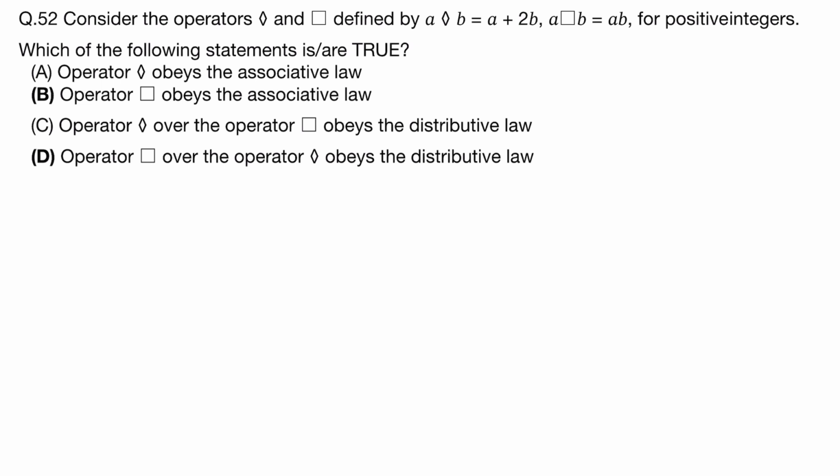Next is question number 52. Consider the operations, defined by: a rhombus b equals a plus 2b, and a square b equals ab, for positive integers. Which of the following statements are true? This one we can check by taking any example. Associative law: just see if it follows the associative law or not.